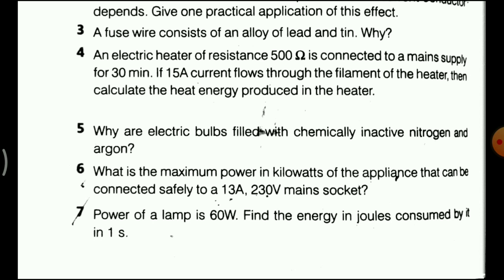Fifth question, why are electric bulbs filled with chemically inactive nitrogen and argon? Sixth, what is the maximum power in kilowatts of the appliances that can be connected safely to a 13 amperes, 230 volts main socket? Seventh, the power of a lamp is 60 watts. Find the energy in joules consumed by it in 1 second.